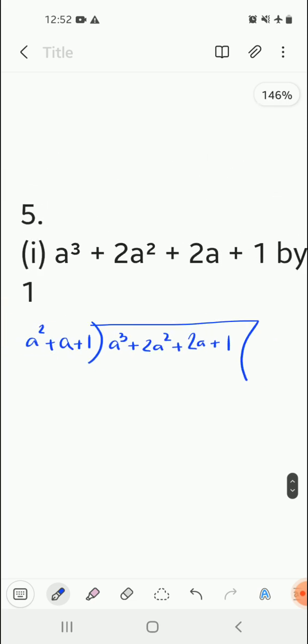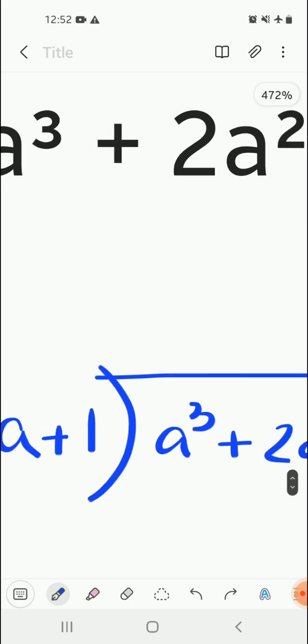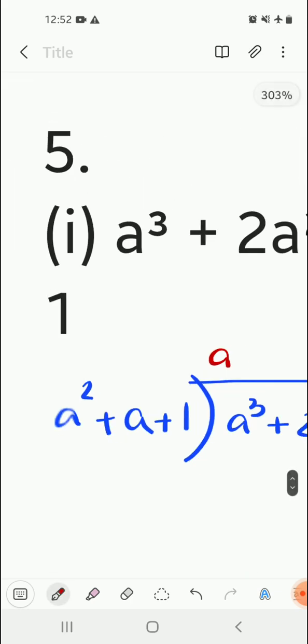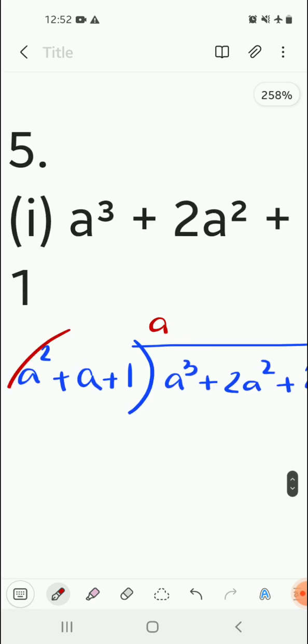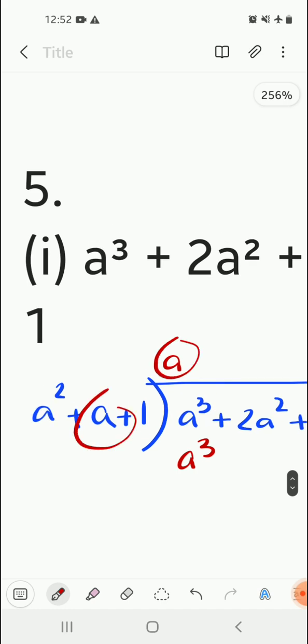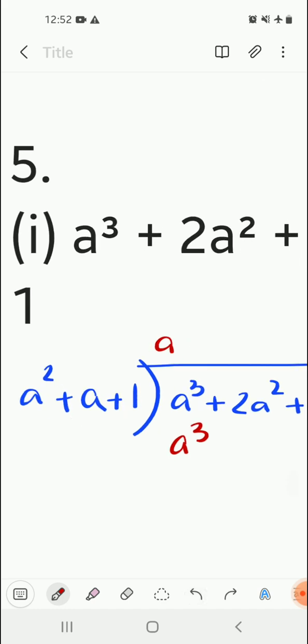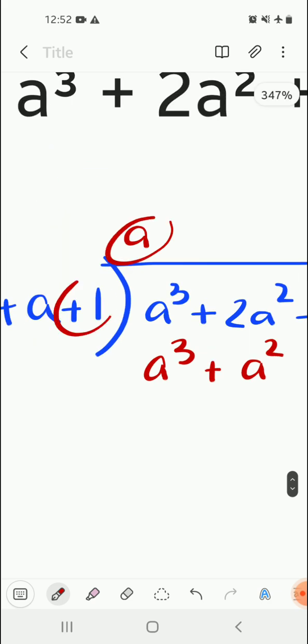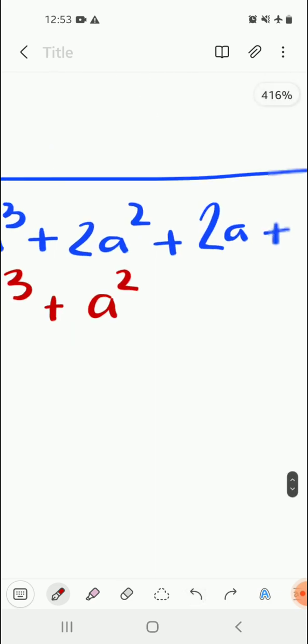Now see, a square into a will be a cube, so we are going to write a only. So a square into a becomes a cube. We are going to write it here. Again, a into a will be plus a square. Again, a into 1 will be only a.